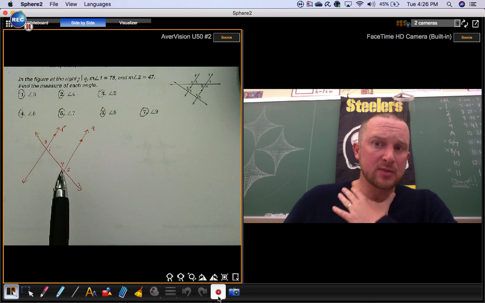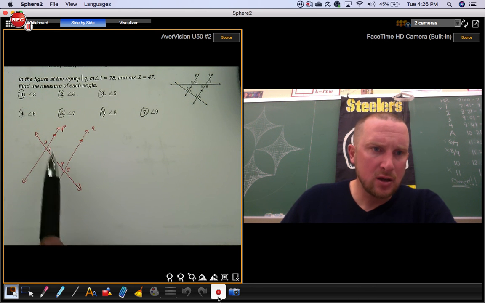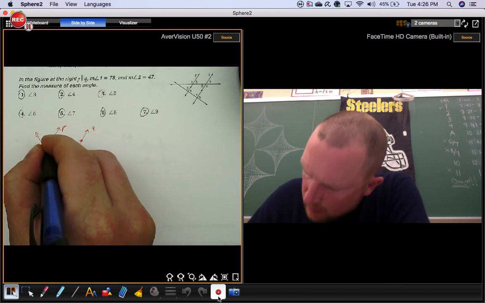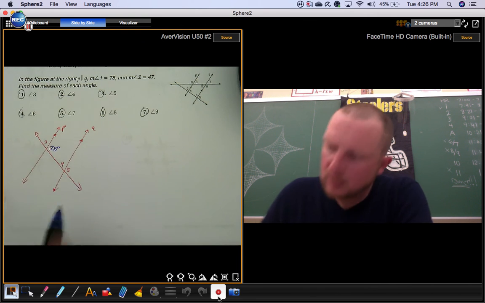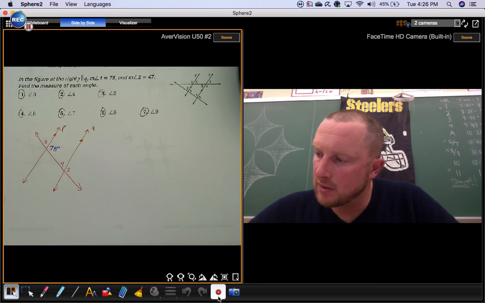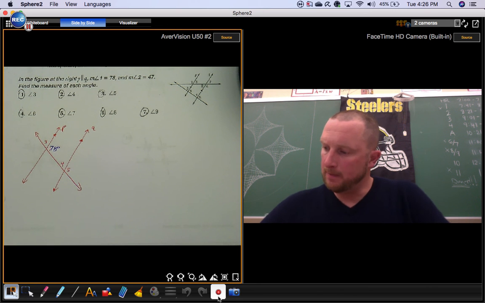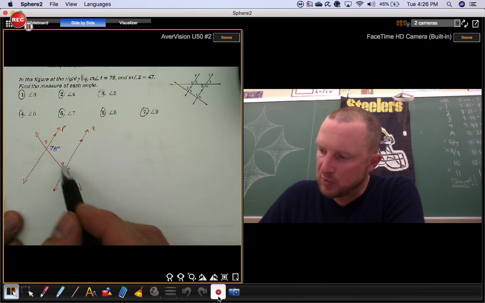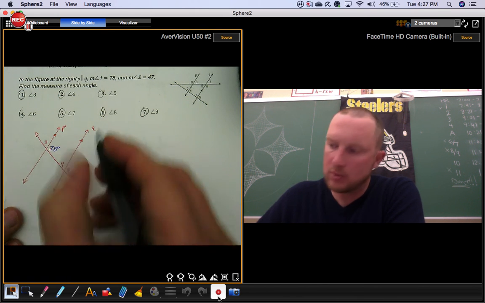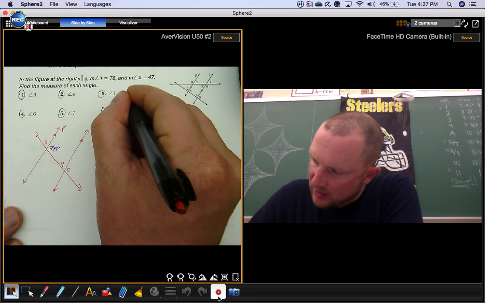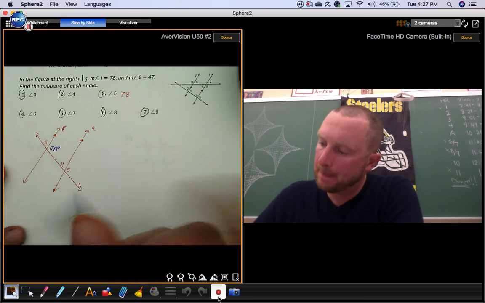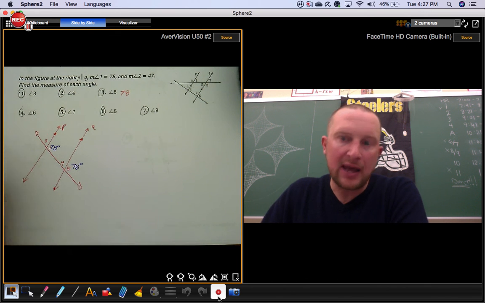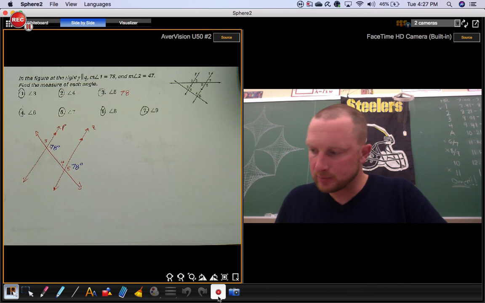So this is a very simple diagram that we've done many times. If you know that angle 1 is 78 degrees, you can find the measures of the other angles. For example, angle 5 corresponds with that 78 degree angle. So it's going to be 78 degrees as well. We know that our corresponding angles are congruent when lines are parallel.